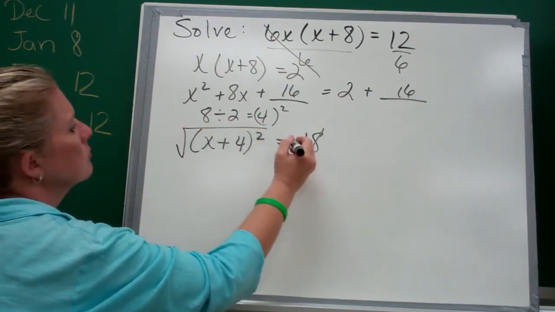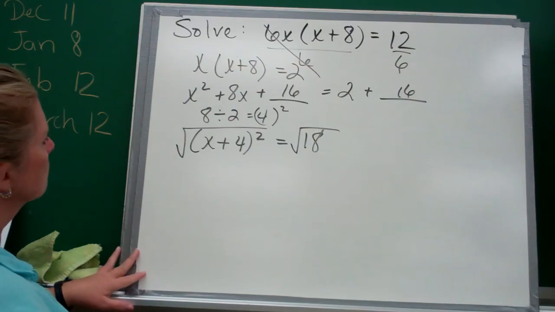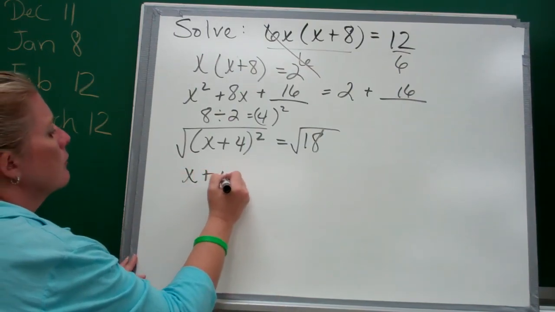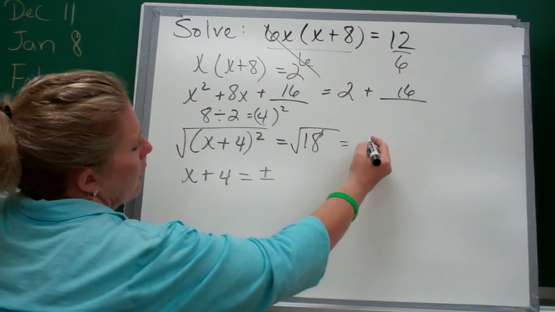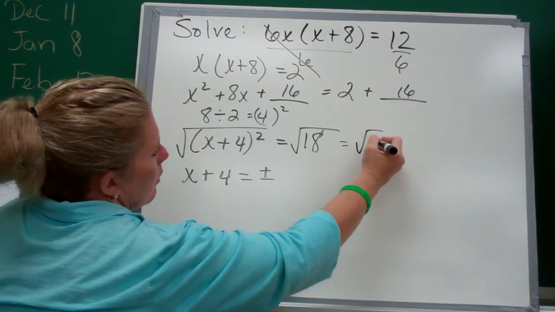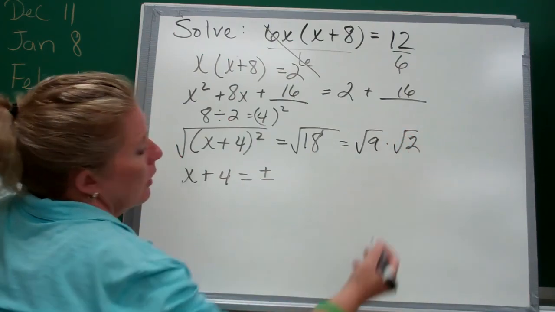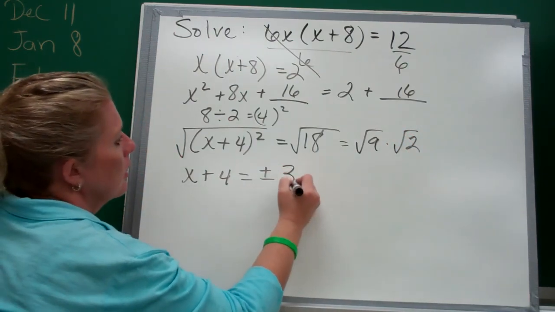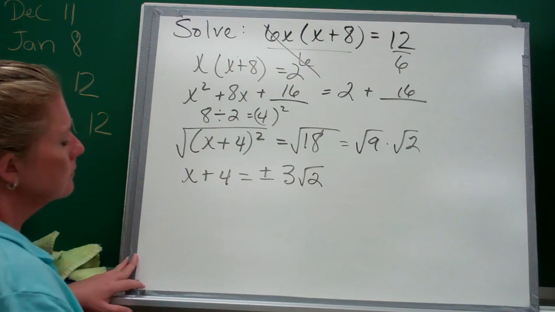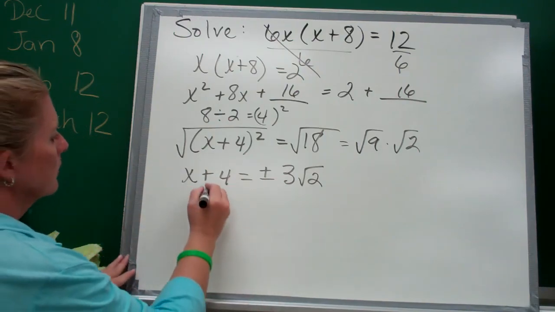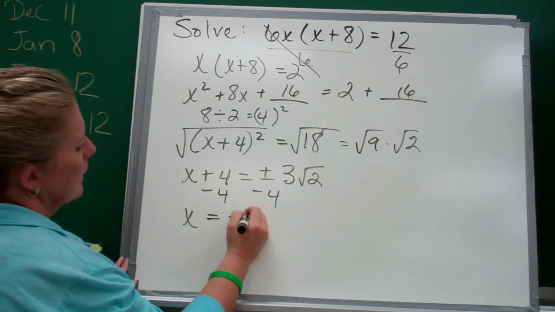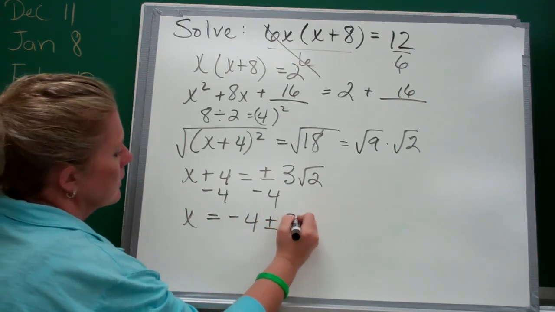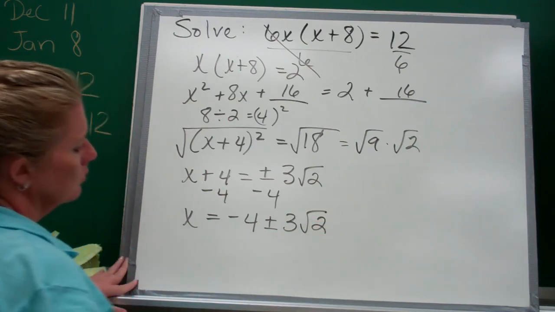Square root. X plus 4 equals plus or minus. Okay, if you know it already, it's the square root of 9 times the square root of 2. If you know it already, just write it. 3 square roots of 2. Subtract the 4. X equals negative 4 plus or minus 3 square roots of 2.